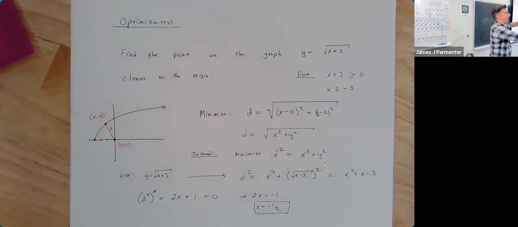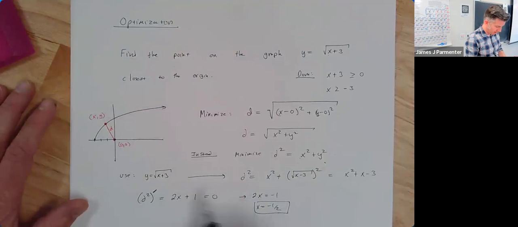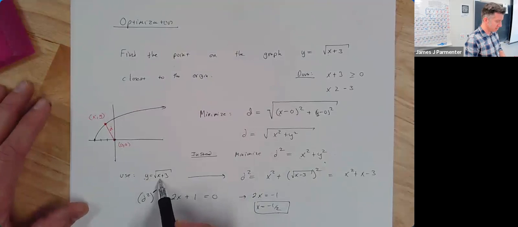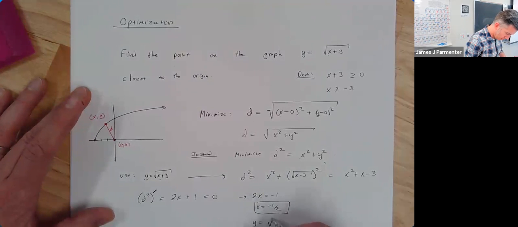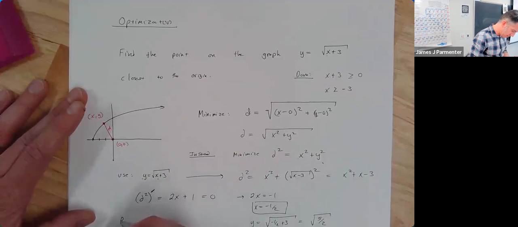Fortunately, finding the other half of the thing you're being asked to find, whether it's the sides of a rectangle or the dimensions of a cylinder, usually you already have an equation to find that thing. I know what x is, and I have an equation that tells me what y is when I know what x is. So y is just going to equal the square root of -1/2 plus 3, which is the square root of 5/2. So my point is -1/2 comma the square root of 5/2.